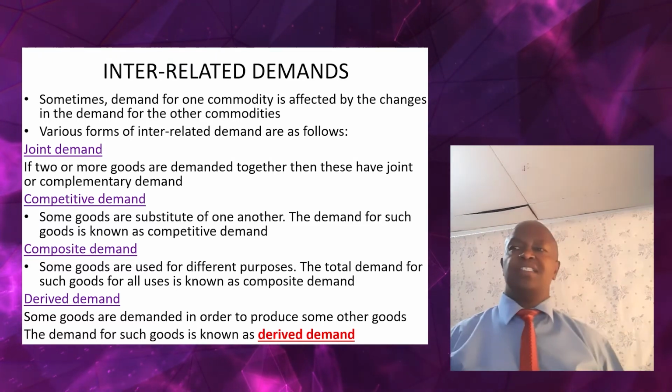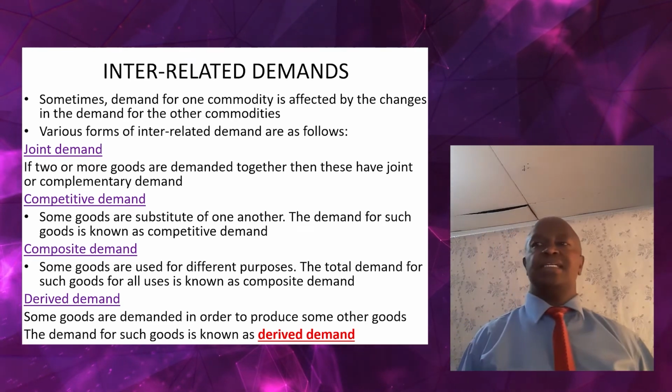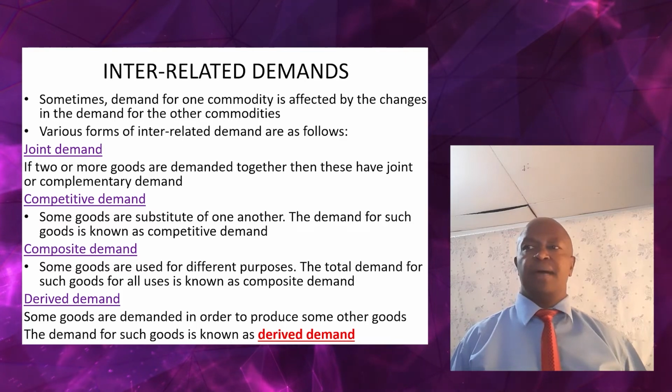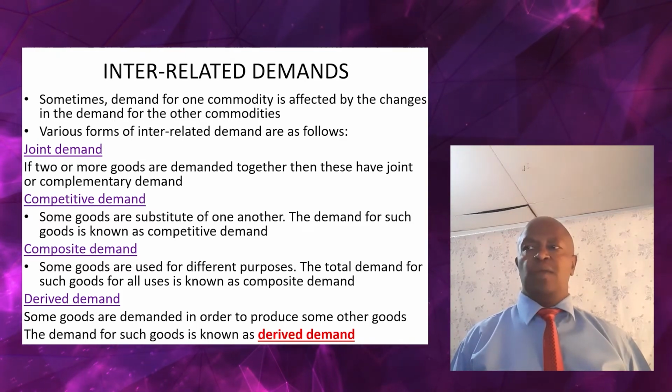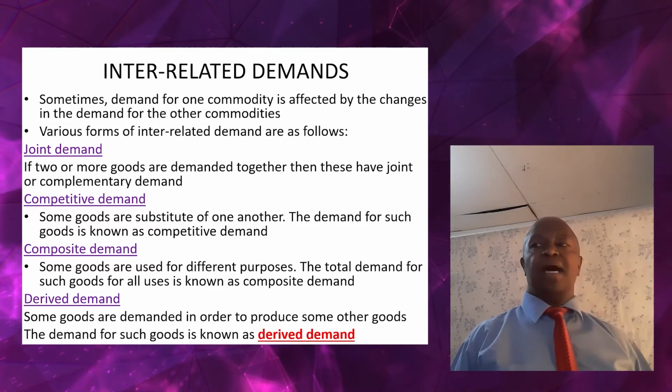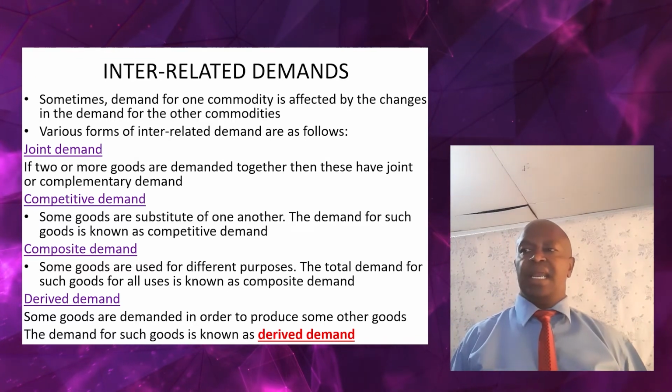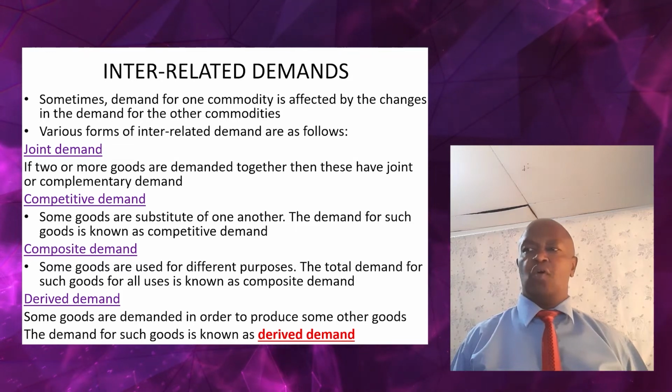The other topic I want us to discuss today is interrelated demands. Sometimes demand for one commodity is affected by changes in demand for other commodities. And we have various forms of interrelated demand as follows. Number 1, joint demand. Number 2, competitive demand. Number 3, composite demand. And number 4, derived demand.